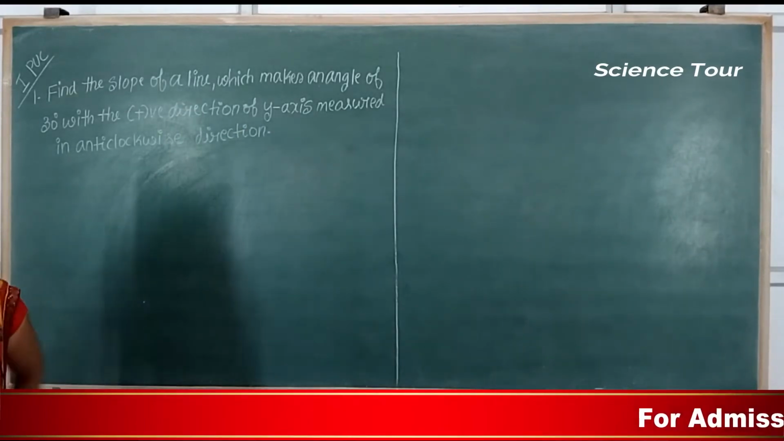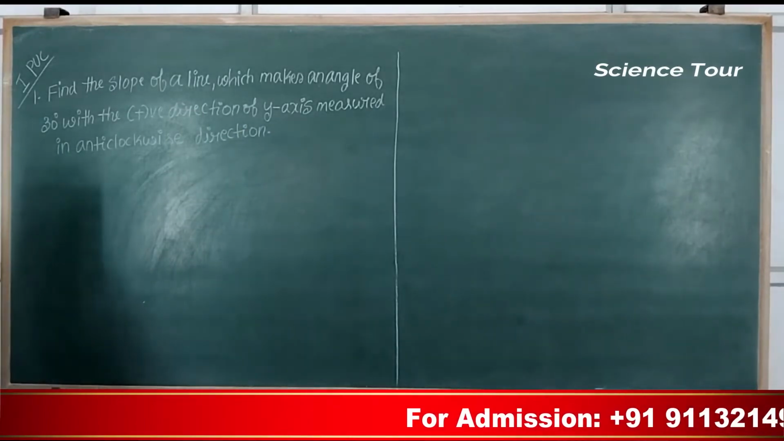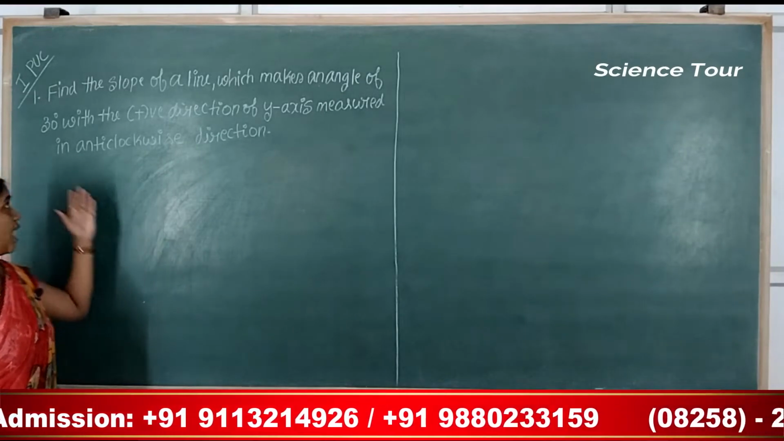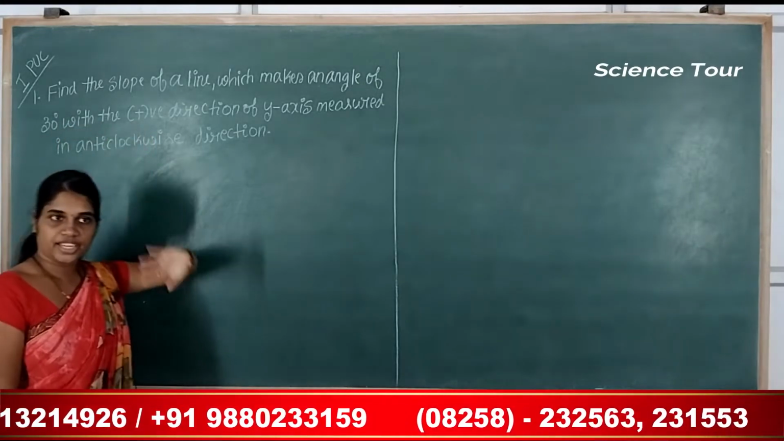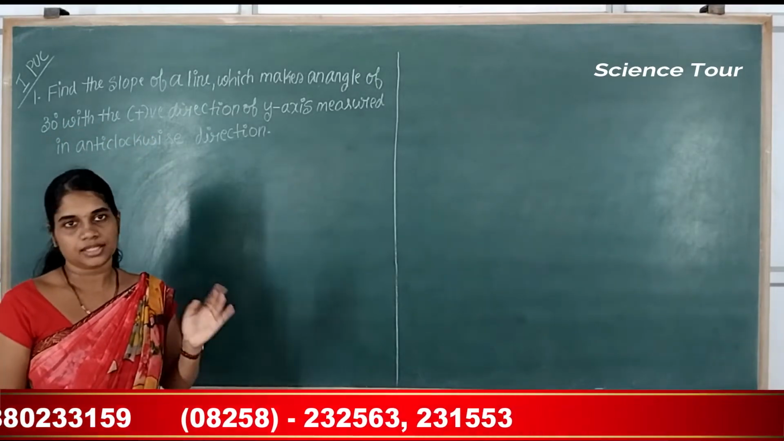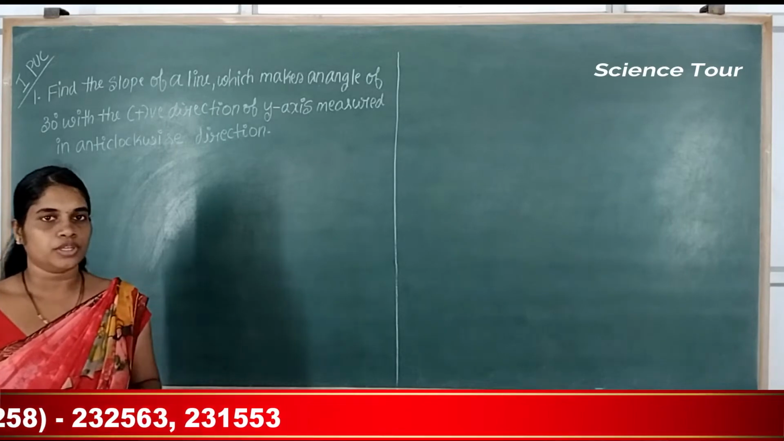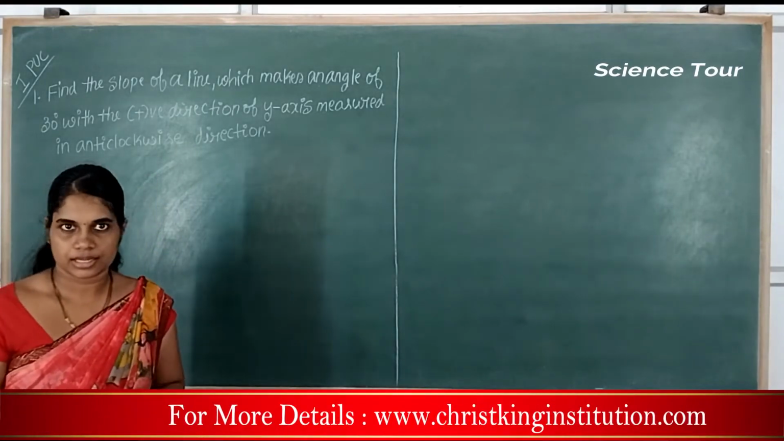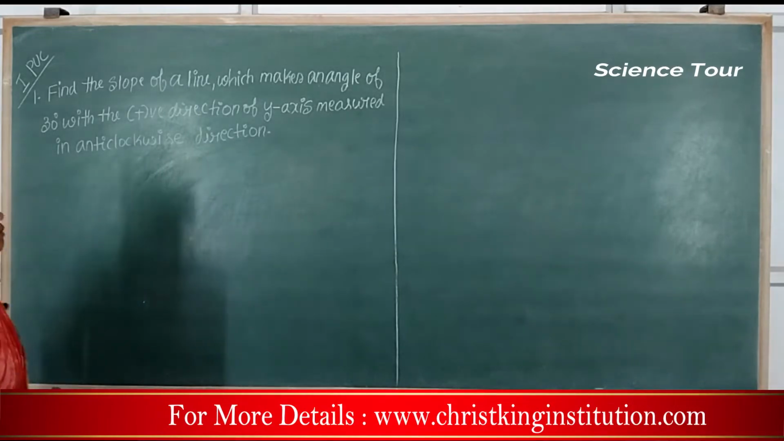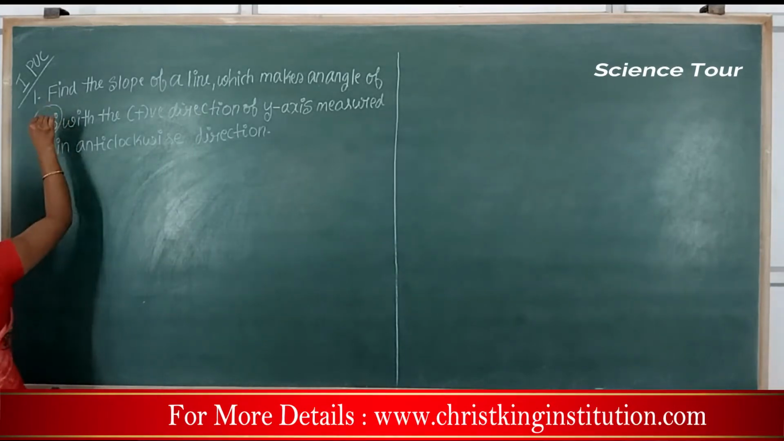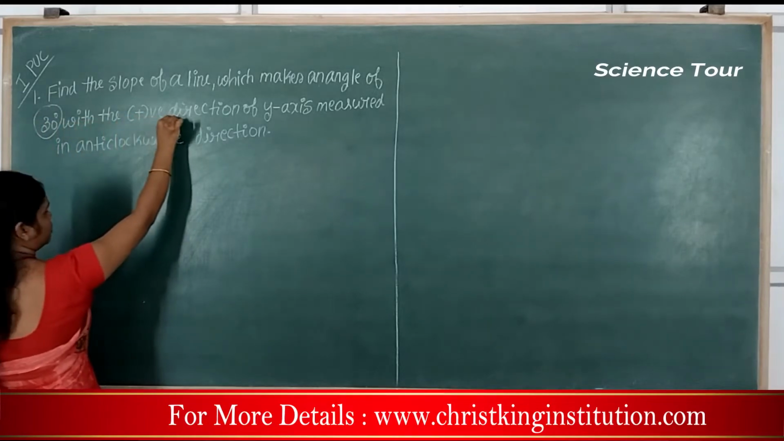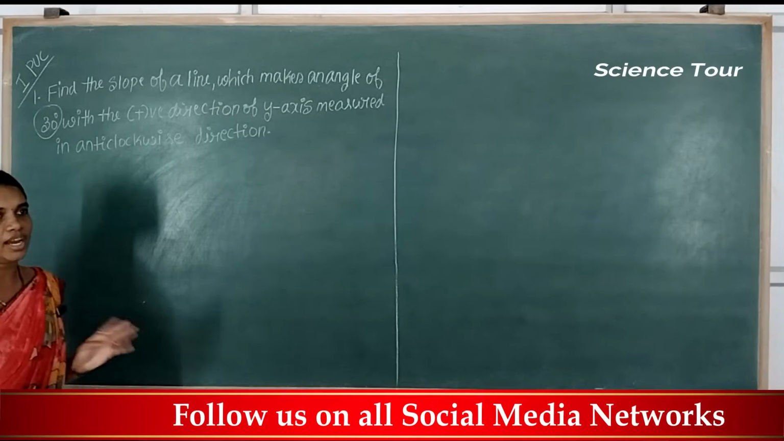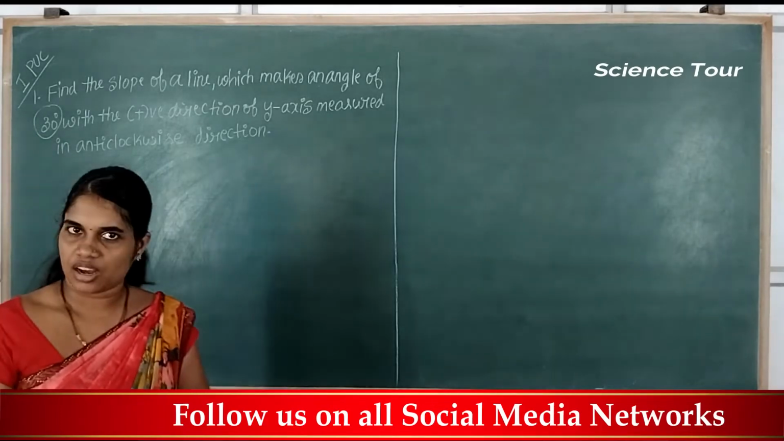Okay, see here. Actually, we have studied how to find the slope of a line which makes an angle theta with the positive direction of x-axis, isn't it? Inclination is nothing but the angle made by the line with the positive direction of x-axis. But here the angle value given is 30 degree, and that angle is created with the positive direction of y-axis. So therefore this 30 degree I cannot consider as theta, isn't it?